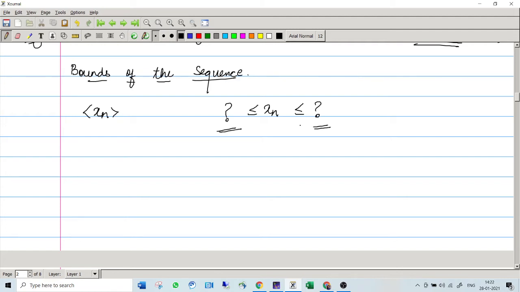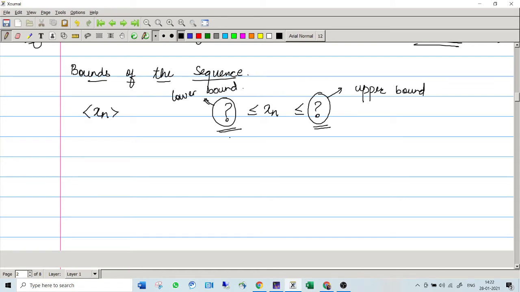When do we call something to be bounded? When it is less than something and is also greater than something. So this will have to be the upper bound. Have you ever heard about these terms before? Upper bound and the lower bound? No, ma'am. Okay, so we'll discuss this thing first.